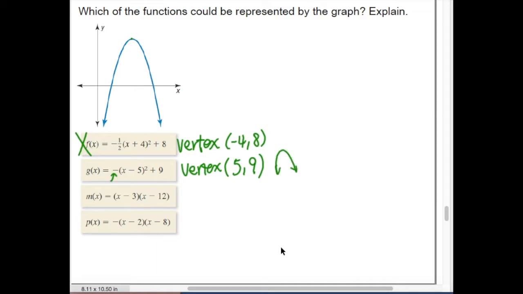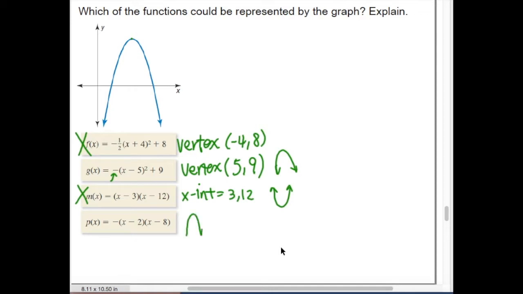In the next one, m of x, the graph of m has two positive x-intercepts. Those x-intercepts are 3 and 12. However, its graph opens up because a is greater than 0. There's no negative in the front, which means m has a minimum value, not a maximum. So the graph does not represent m of x.